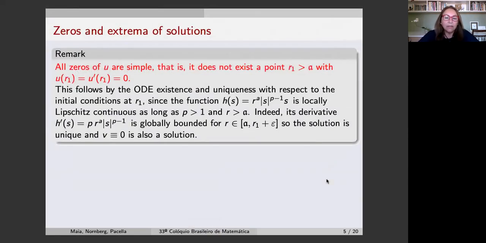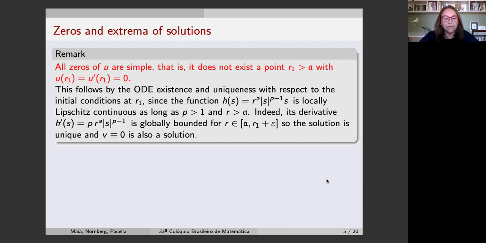The first important remark, which will have consequences later, is this one. All zeros of u are simple. That is, there does not exist a point r1 bigger than a with u(r1) equal to u'(r1) equal to 0. This follows by the ODE existence and uniqueness with respect to initial conditions at r1, since the nonlinearity with weight, h(s, r) equals r to the a, modulus of s to the p minus 1, s, is locally Lipschitz continuous as long as p is bigger than 1 and r is bigger than the positive radius a.